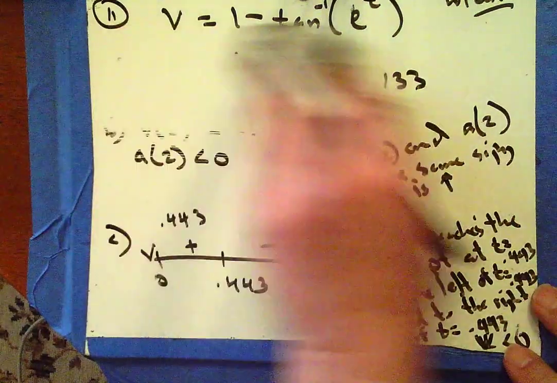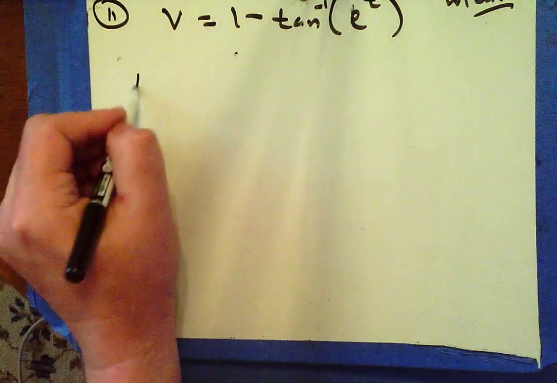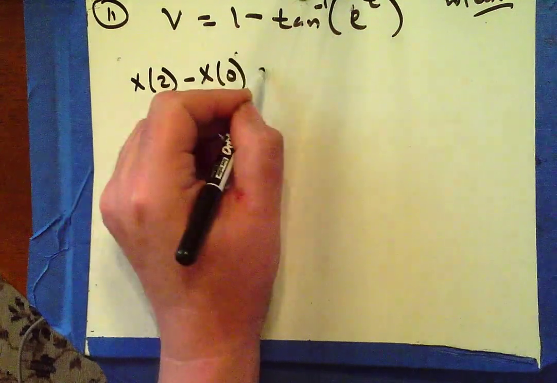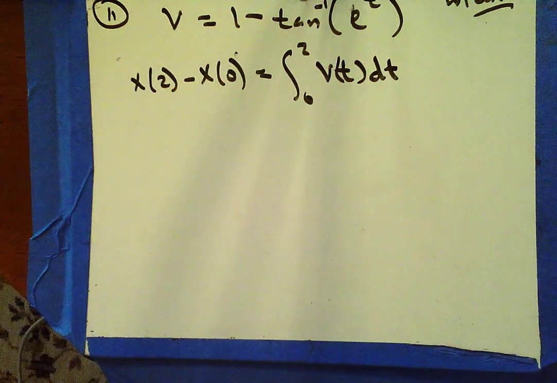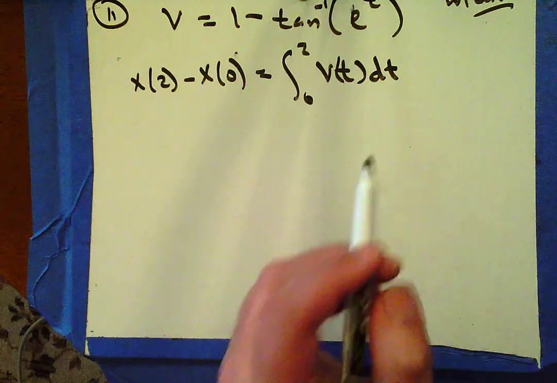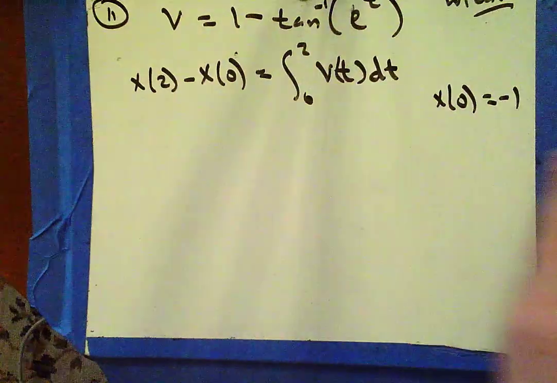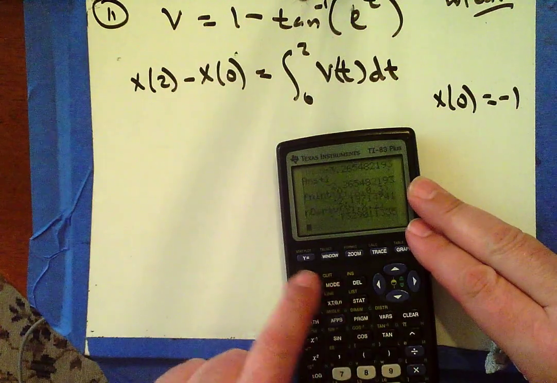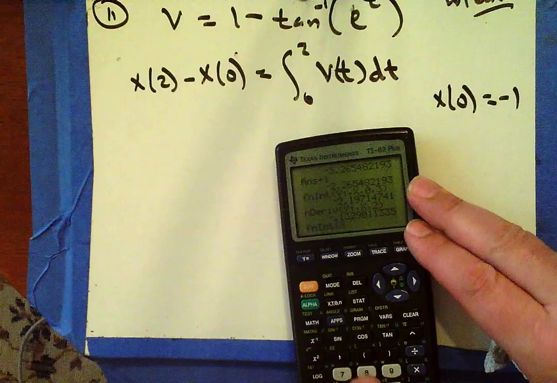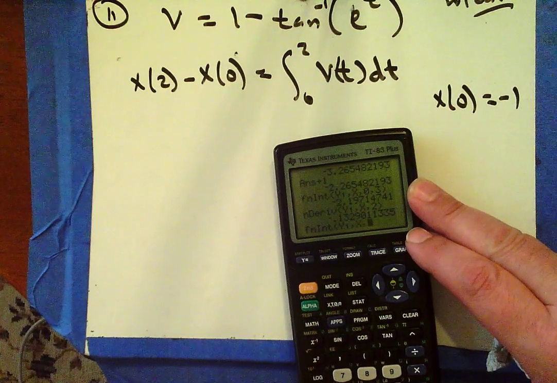And what about part D? Find the position at time equal to 2. Okay, so I know that x of 2 minus x of 0 equals the integral from 0 to 2 of v of t dt. We're told here that at time equal to 0, the position is negative 1. So we know x of 0 is negative 1. Okay, I'm going to find this integral with my calculator. Math, integrate, y1, comma x, comma 0, comma 2.